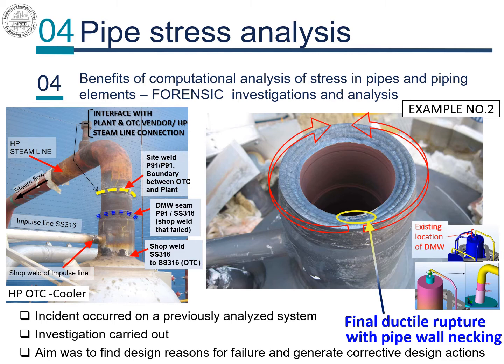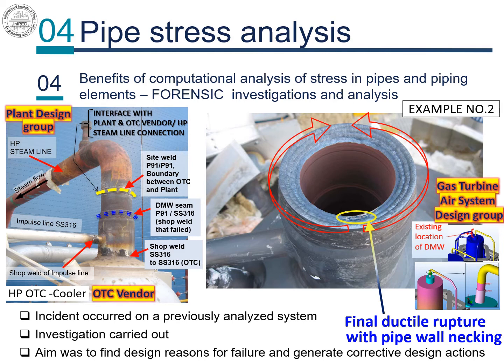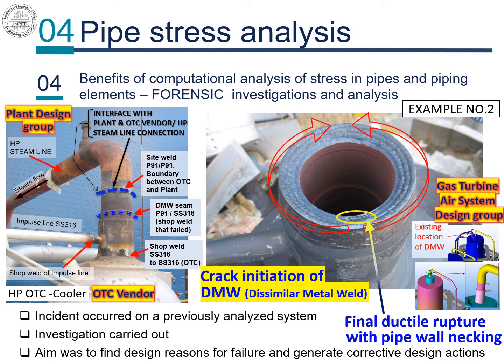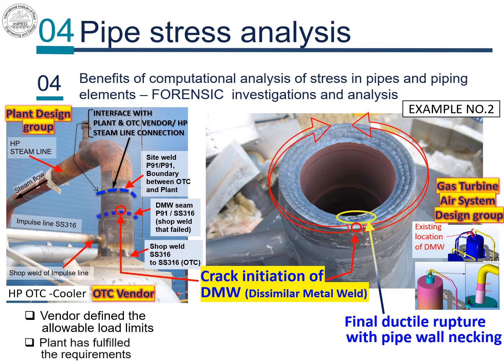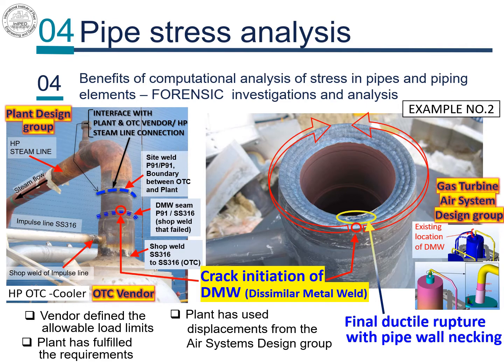3 parties were involved in the original design which affected the location of failure: Gas Turbine Air System Design Group, OTC vendor, and Plant Design Group, and the failure occurred just below the interface line between plant and OTC vendor. So theoretically the failure point was in the jurisdiction of OTC vendor, but he has therefore as a safeguard, defined the allowable load limits at the interface point, and plant has made sure with their analysis, to fulfill these requirements. For the same reason, plant have also used appropriate displacement values from the gas turbine air cooling system analysis, which has been provided to them by Gas Turbine Air System Design Group.